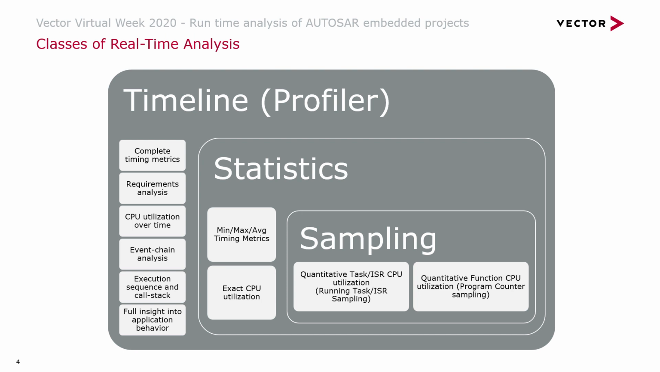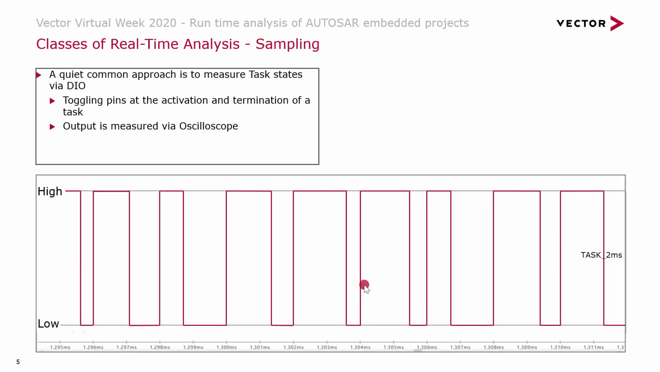And we can see which level of detail you can get and which pieces of information you can get out of these individual analysis classes. So we start with sampling. And as I mentioned earlier on, this is frequently used because it's a rather simple procedure. We toggle one pin with the activation of a task, and when the task is terminated, the pin is deactivated again. And we record all this on the scope meter, which gives us a curve that looks like this.